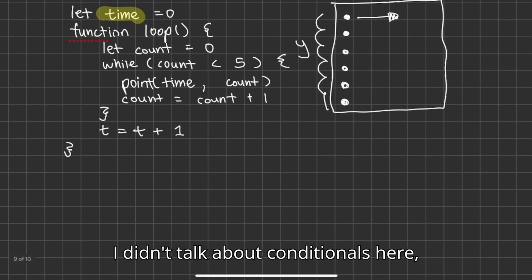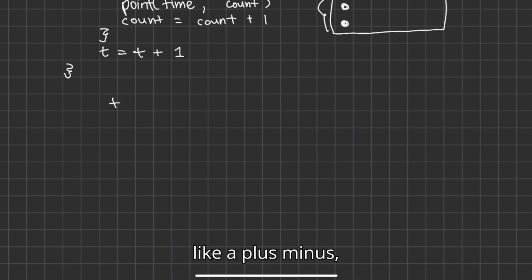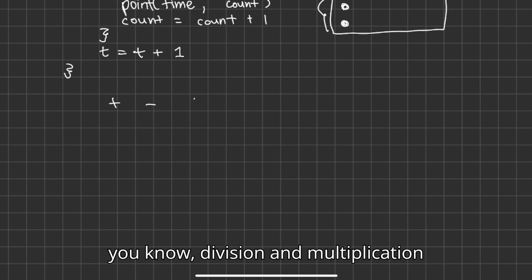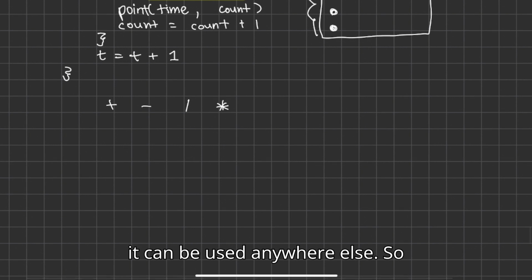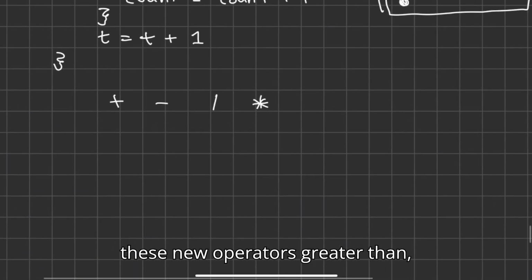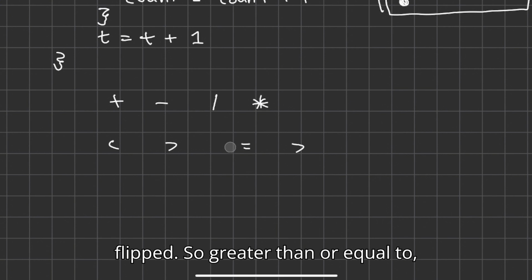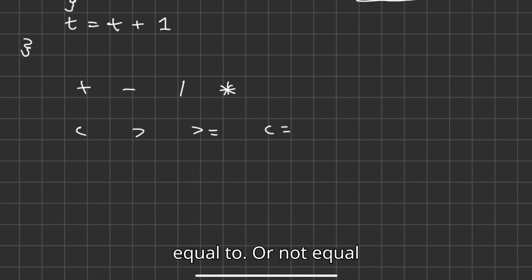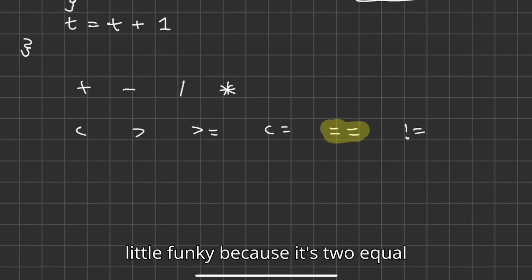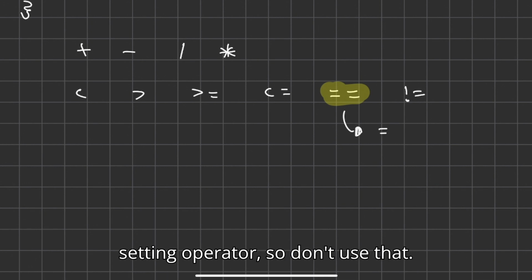Now, I didn't talk about conditionals here. These conditionals can be used just like a plus, minus, division and multiplication sign, where it can be used anywhere else. So these new operators: greater than, less than, greater than or equal to, less than or equal to, or not equal to. Now, this one's a little funky because it's two equal signs. It's basically differentiating it from a one equal sign, which is like a setting operator. So don't use that.